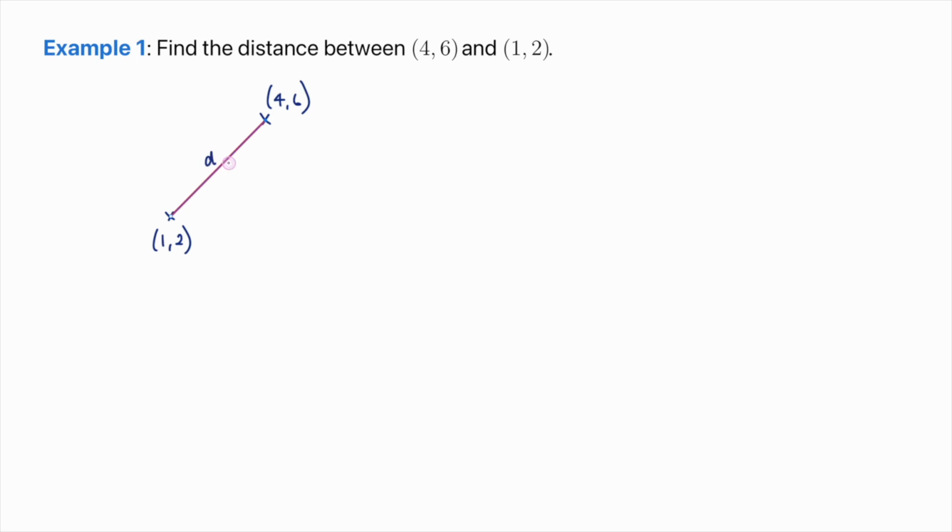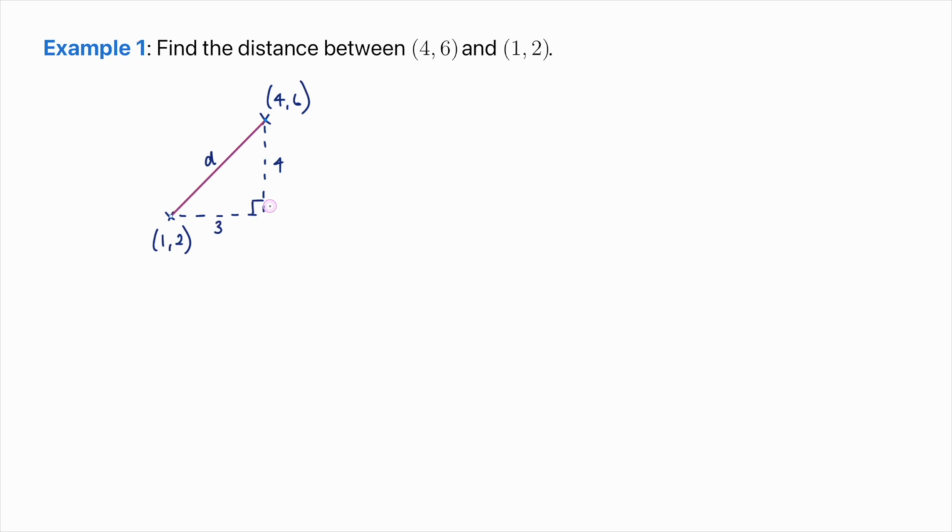Now what in fact we're doing is we're using Pythagoras' theorem on this triangle here. And what we have is this distance squared plus this distance squared is this distance squared here. Now this vertical distance here is the 6 subtract the 2, which is 4. We've got the horizontal distance being the 4 subtract the 1, which is 3. So we can use Pythagoras on this triangle here.